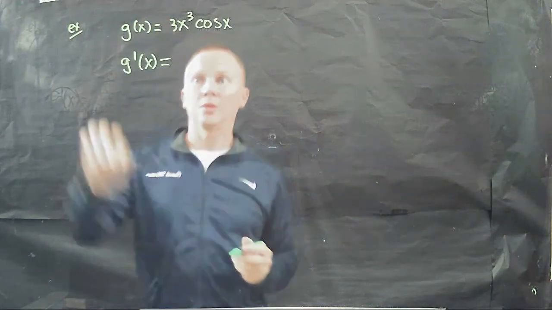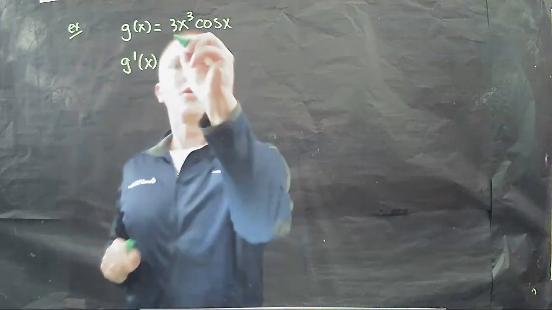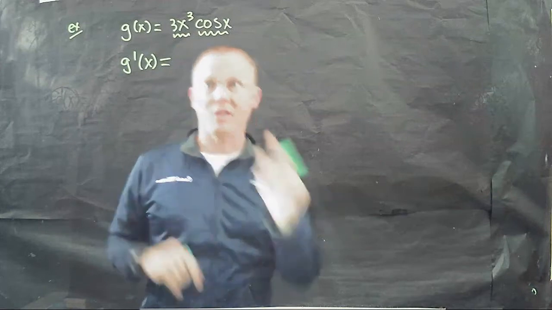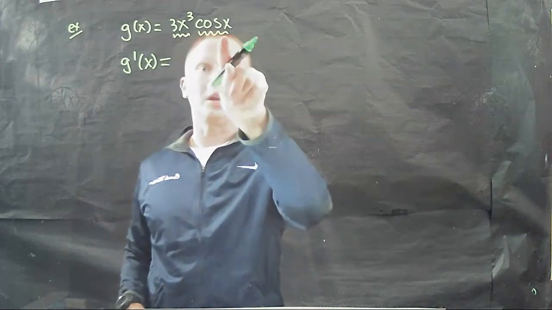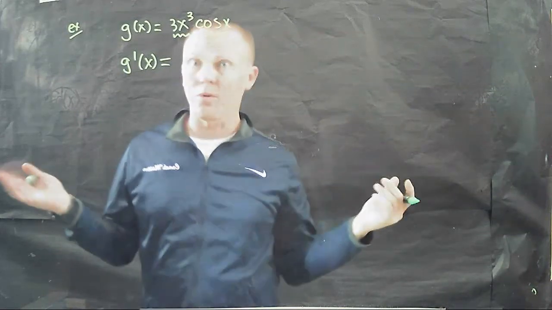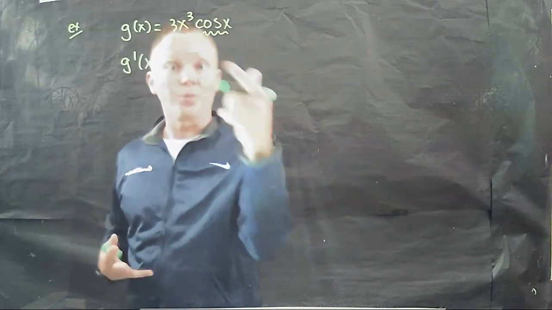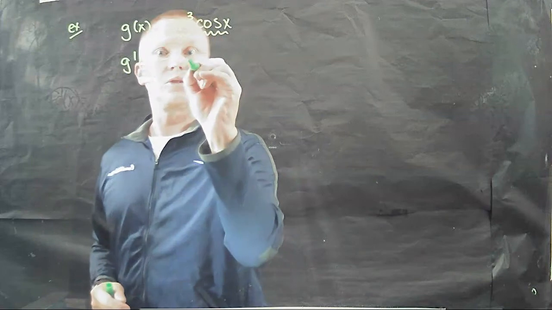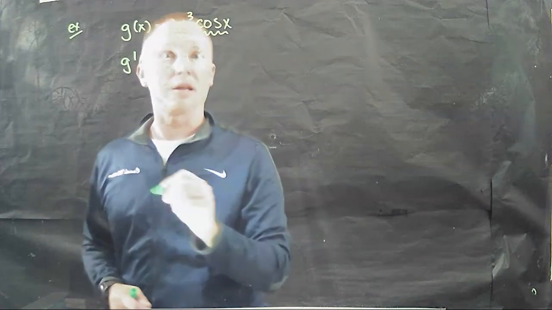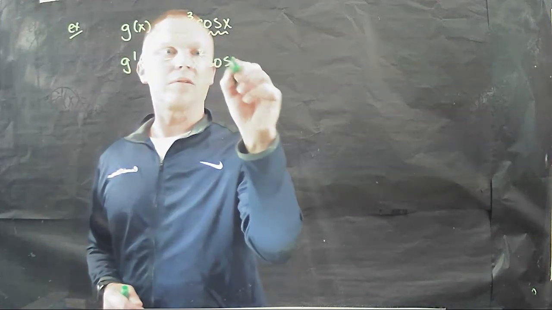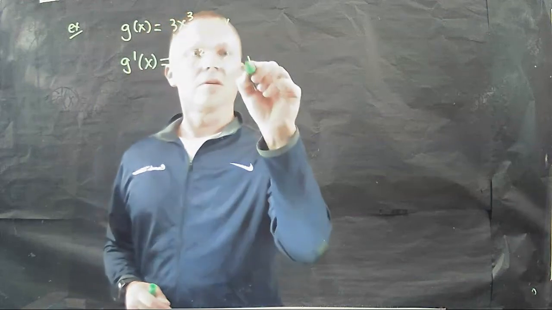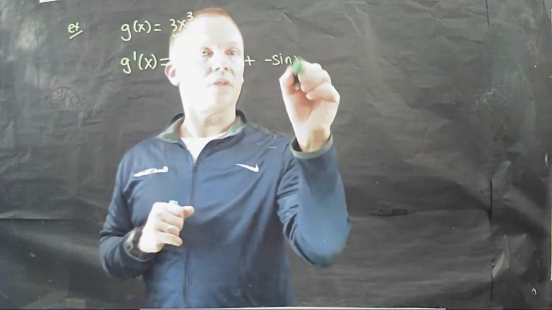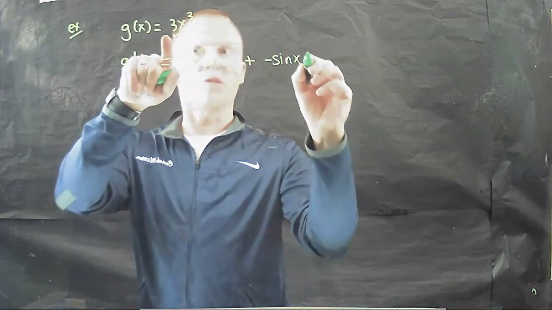Okay, so here we go. Sometimes it helps if we underline the two things being multiplied here, 3x cubed and cosine of x. So now we do the product rule. When I do the product rule, I say it out loud every single time. So I say the derivative of the first, which is going to be 9x squared, times the second, cosine of x, plus the derivative of the second, negative sine of x, times the first.